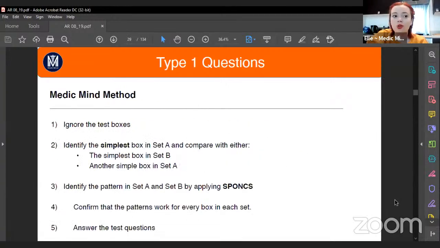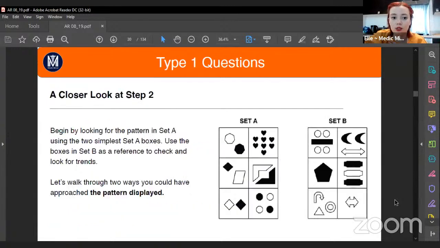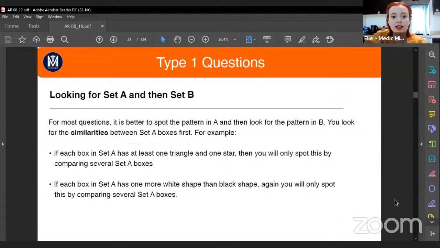You can identify the pattern using SPONKs. This question keeps coming out in the chat, so I will go through it now. SPONK stands for shape, position, orientation, number, color, and size. These are the types of patterns that can come up. And then once you've found your pattern, confirm it works in all the boxes and answer the questions. Okay, so I've already explained this, so I'll just move on slightly. In terms of looking for set A and set B, look for their similarities and look for their differences. That would be the key point here.